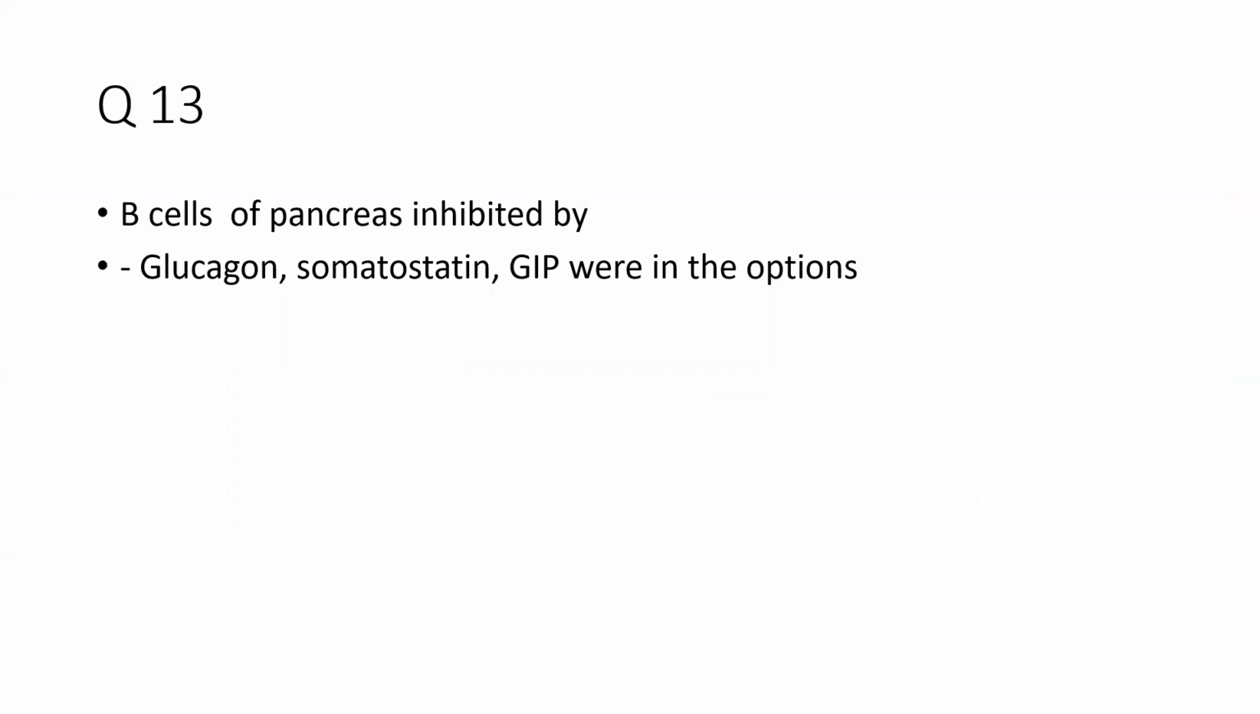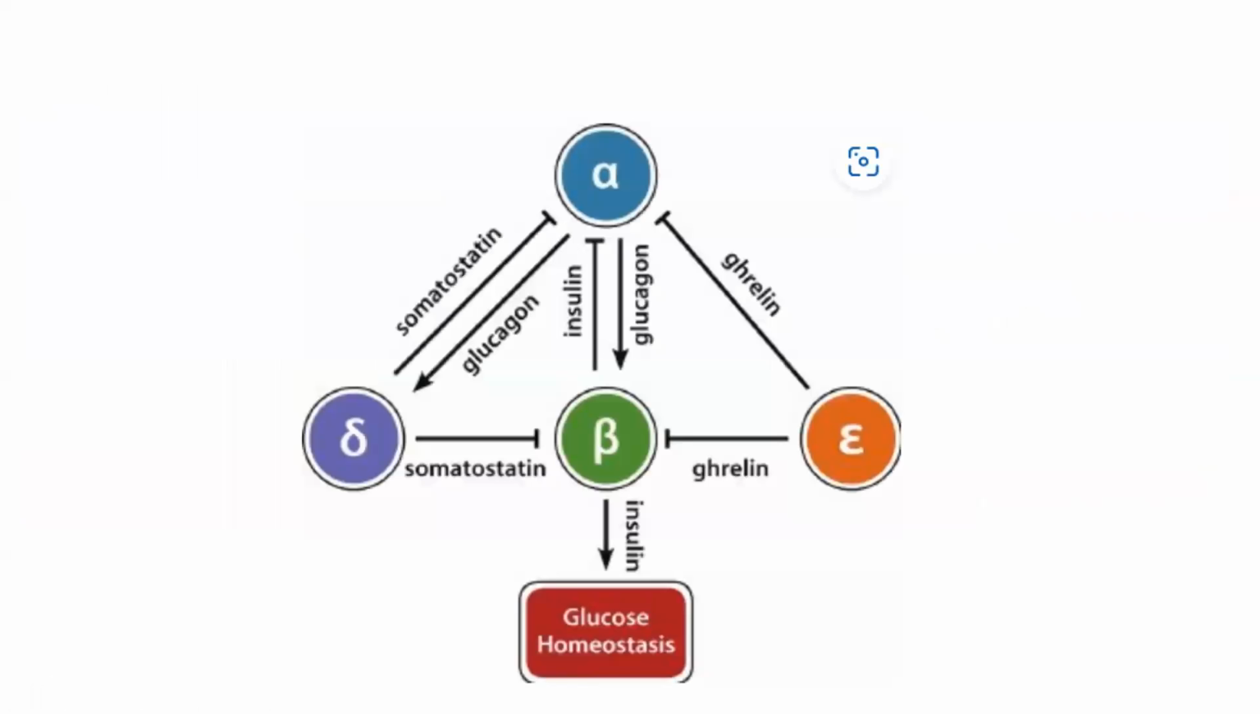There was a question scenario asked about the beta cells of the pancreas. They are inhibited by what particular hormone? And the options were glucagon, somatostatin, GIP. The correct answer here is somatostatin. I'll just quickly take you through the glucose homeostasis pathway.